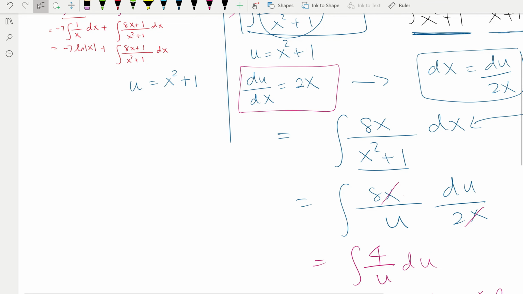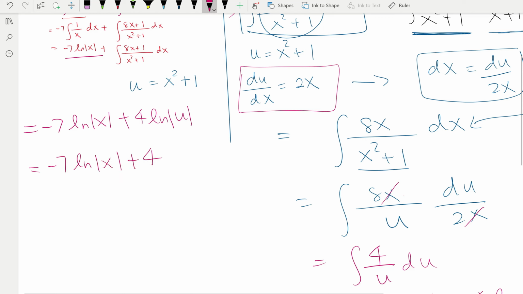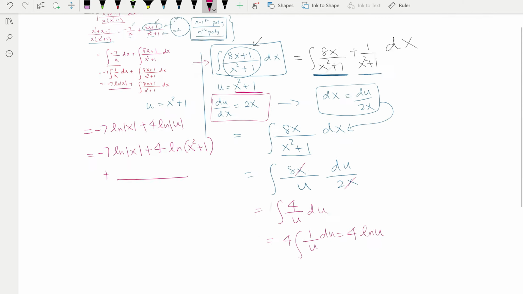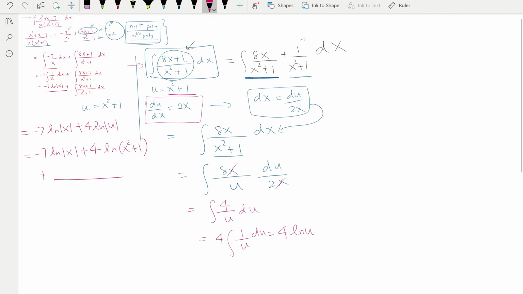So let's go back. So we have one part of the answer, -7 natural log absolute value of x. The other part is 4 ln absolute value of u. But what is u actually? Well, u is x square plus 1, and we can drop the absolute value because x square plus 1 is always going to be a positive number, right? So there's no need of absolute values. Perfect. But still we have one part to finish because we have to integrate the small part 1 over x square plus 1, okay? Because remember we split the function.